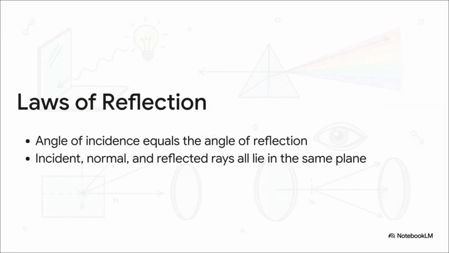Let's break these laws down so they're super simple. Imagine you're firing a glowing laser right at a sleek metallic mirror. The first law dictates perfect symmetry here. Basically, the angle at which your laser strikes the mirror, which we call the angle of incidence, is exactly equal to the angle at which it bounces off. Makes sense, right? And the second law? It just states that your incoming laser ray, the outgoing reflected ray, and the imaginary perpendicular line right where they meet, which is called the normal, all exist perfectly flat on the exact same plane.